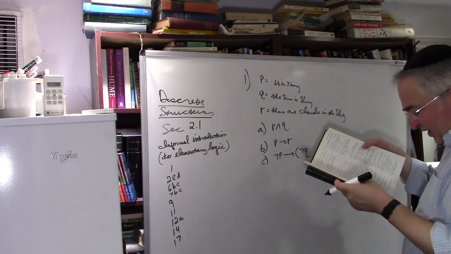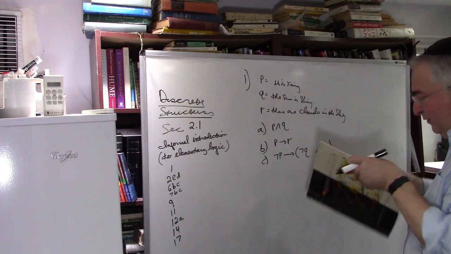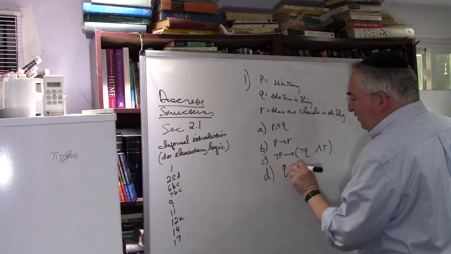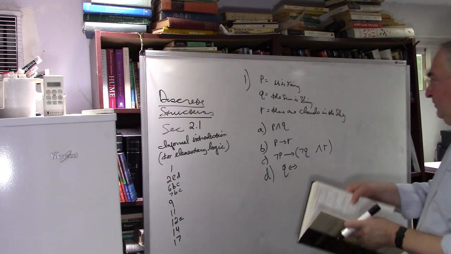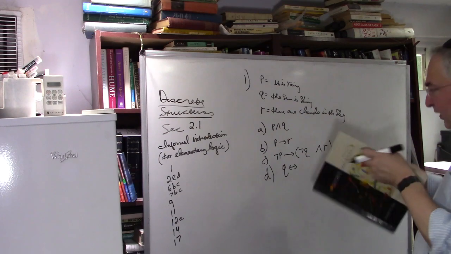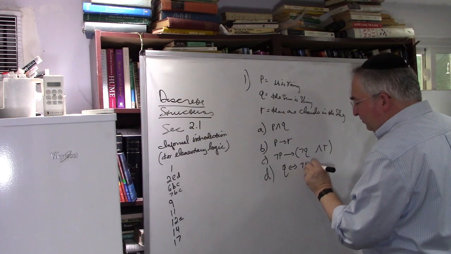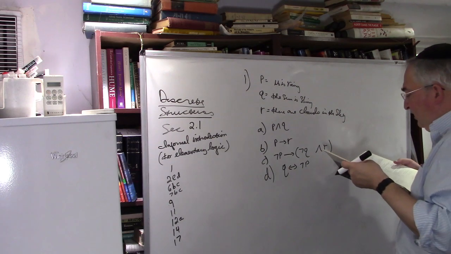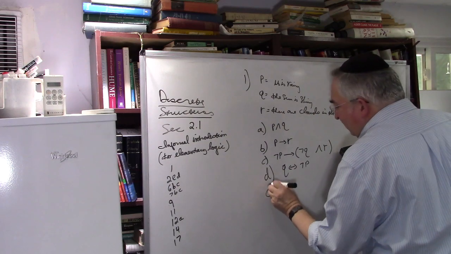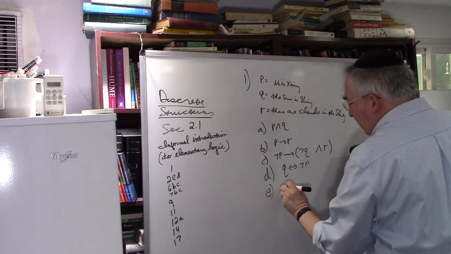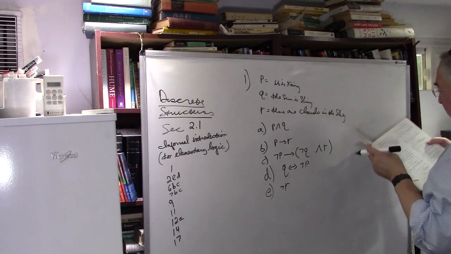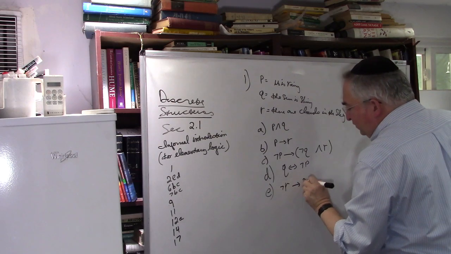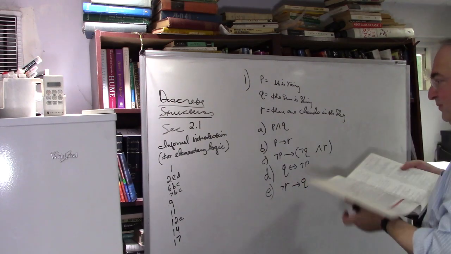D: the sun is shining if and only if it is not raining. The sun is shining, Q, if and only if it is not raining, not P. Okay, so that's pretty easy. E: if there are no clouds in the sky, then the sun is shining. No clouds is not R. If there are, then the sun is shining, that implies Q. Okay, so that's pretty good.